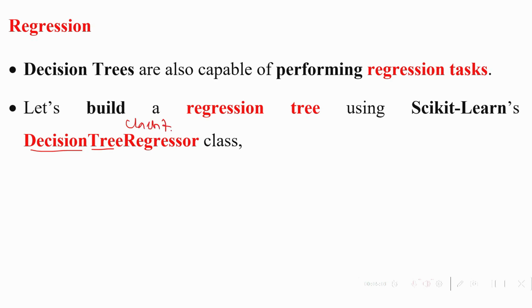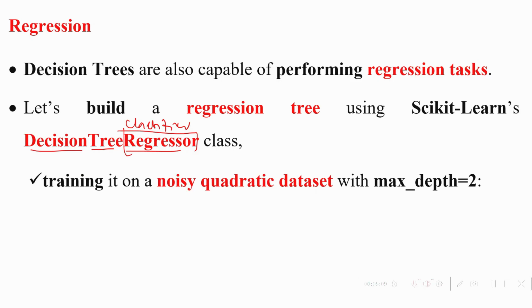Okay, our aim is to construct the decision tree regression. So we are going to use the concept of the decision tree regression class. Based on this class, we are training it on the noisy quadratic dataset with the max depth equal to 2.